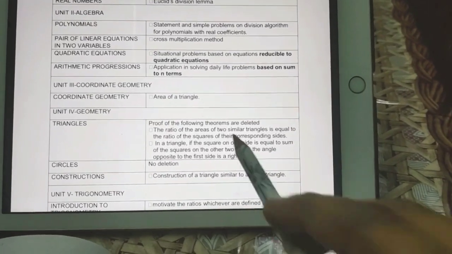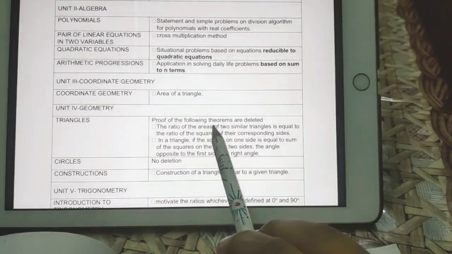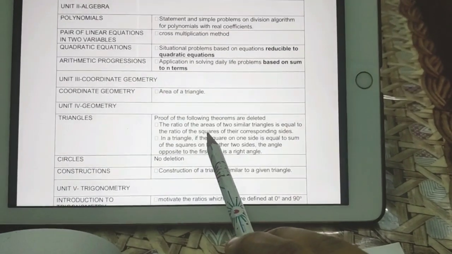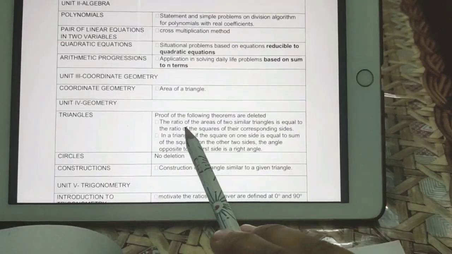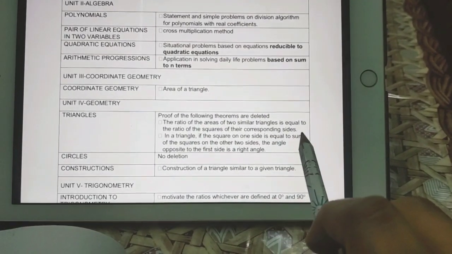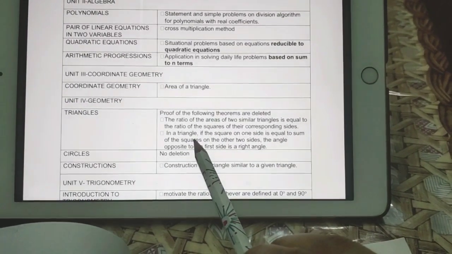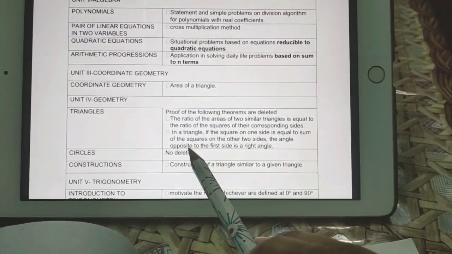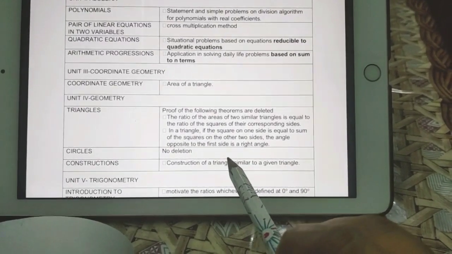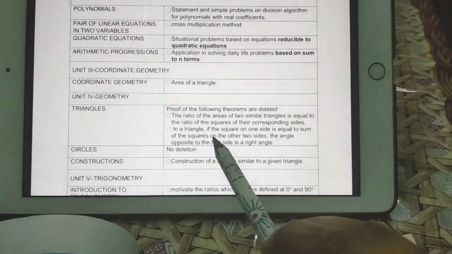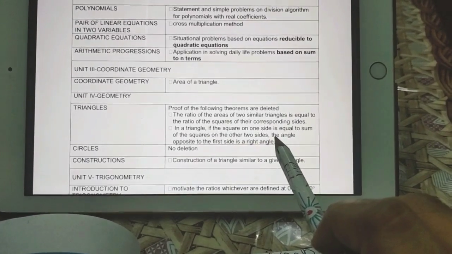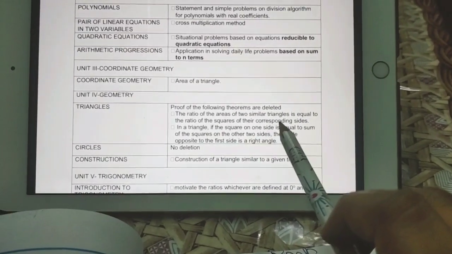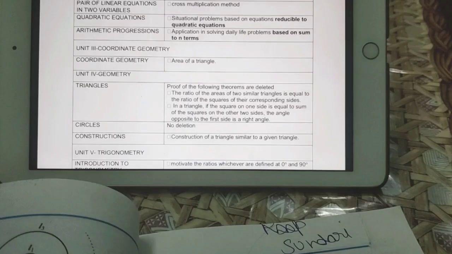Chapter 6 is triangles. The proofs of the following theorems are deleted. The ratio of areas of two similar triangles is equal to the ratio of the squares of their corresponding sides. And second one, in a triangle, if the square of one side is equal to the sum of the squares of the other two sides, the angle opposite to the first side is a right angle. So basically proof of Pythagoras theorem and this similar triangles theorem has been removed.